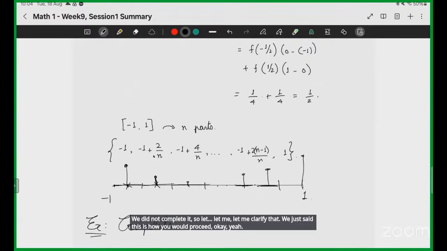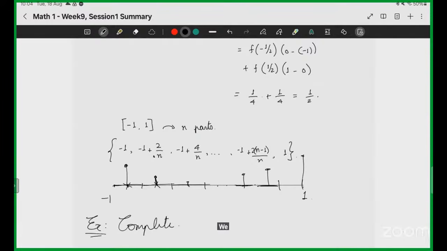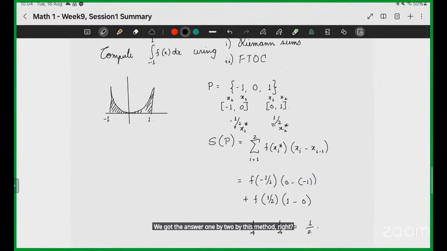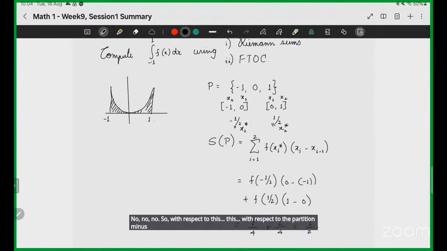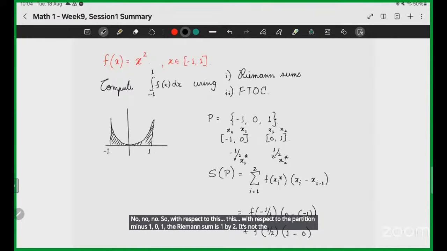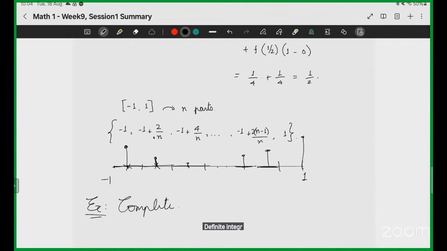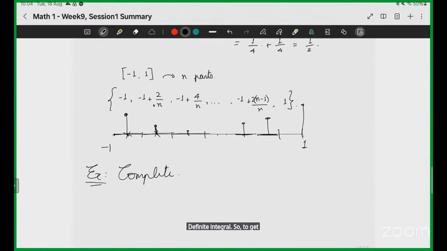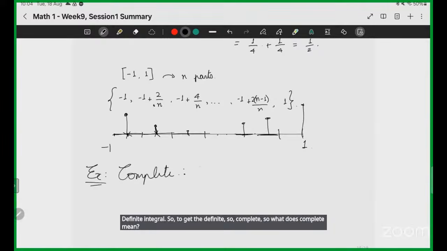So, we got the answer 1/2 by this method, right? No, no, no. This is not the final answer. With respect to the partition -1, 0, 1, the Riemann sum is 1/2. It's not the exact definite integral. So to get the definite integral, complete. So what does complete mean? Obtain.